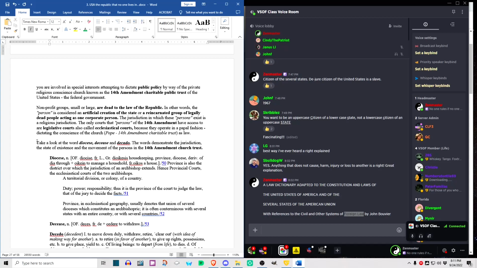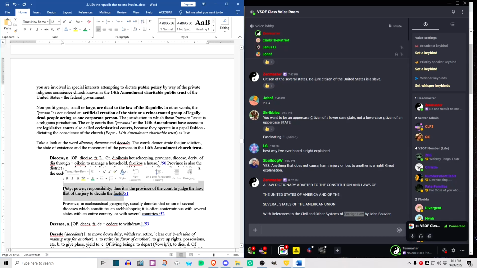Duty, power, responsibility. Thus, it is the province of the court to judge the law, that of the jury to decide the facts. That's what you have going on in ecclesiastical courts. And I'm going to make a very important point here regarding what they're saying about juries, that the jury is to decide the facts. The jury decides the facts only if you're not asking for a general verdict.